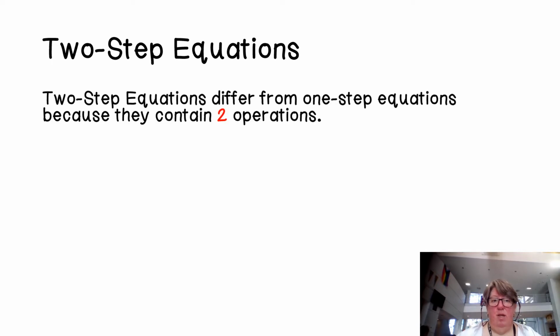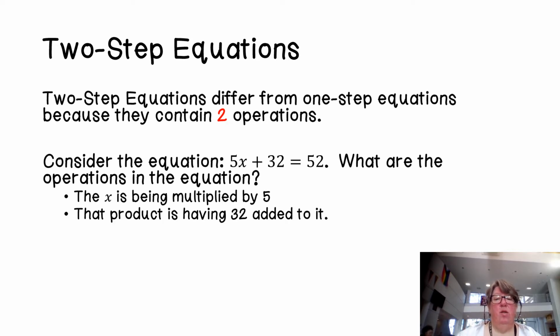So two-step equations are different from one-step equations because they have two operations. And remember, one-steps only have one. So consider the equation 5x + 32 = 52. What are the operations in the equation? Well, first of all, we notice that the x is being multiplied by 5, and then that whole product has 32 being added to it.